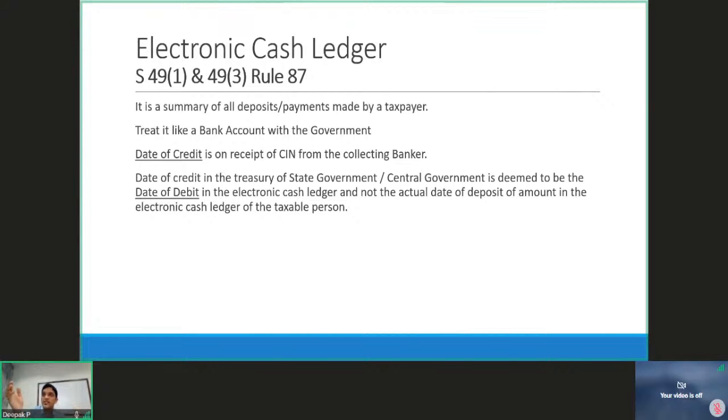Date of credit of cash ledger is the date when you make the payment. This is not equal to the date of credit in the government treasury. Date of credit in the government treasury is when you debit your electronic cash ledger, then it goes and gets credited into the government's treasury.